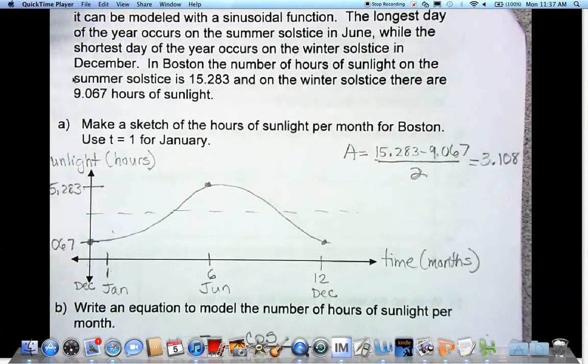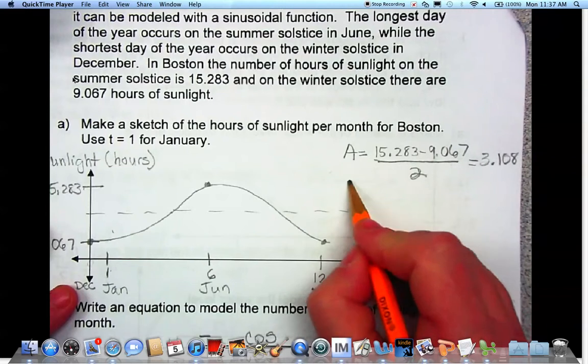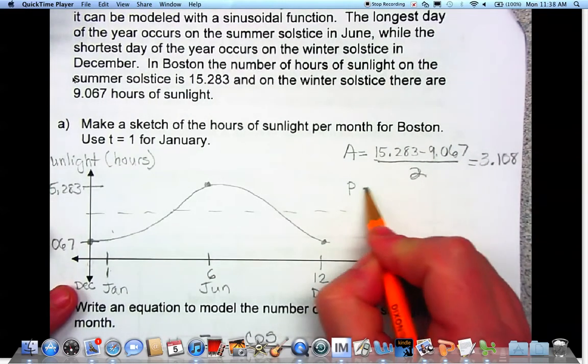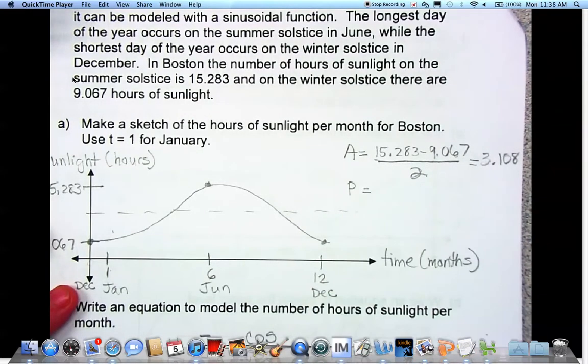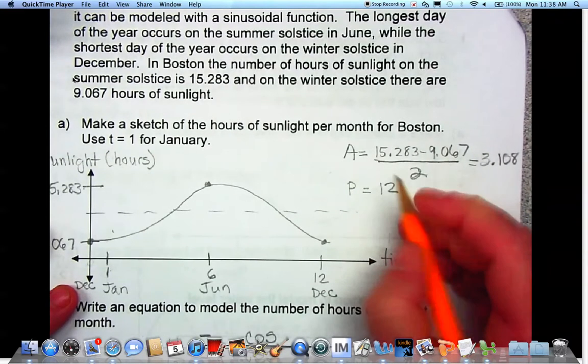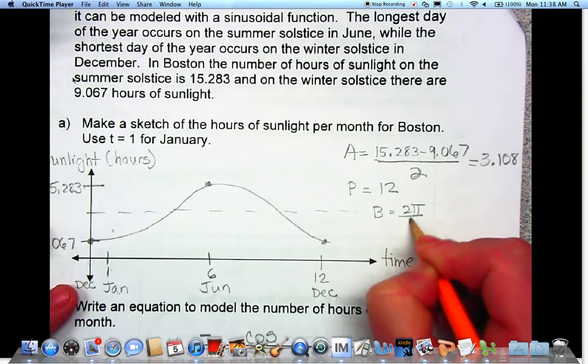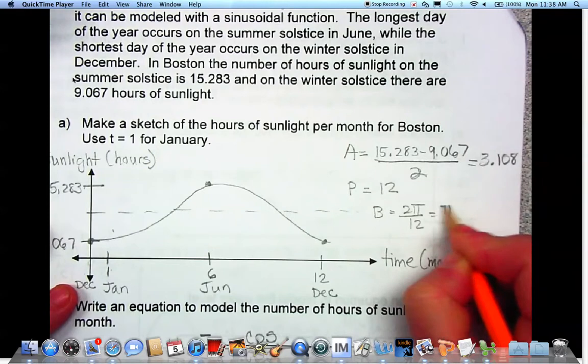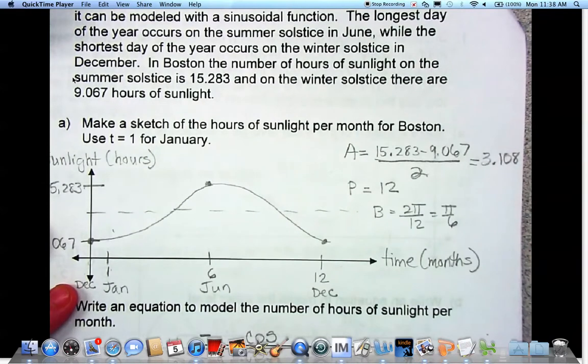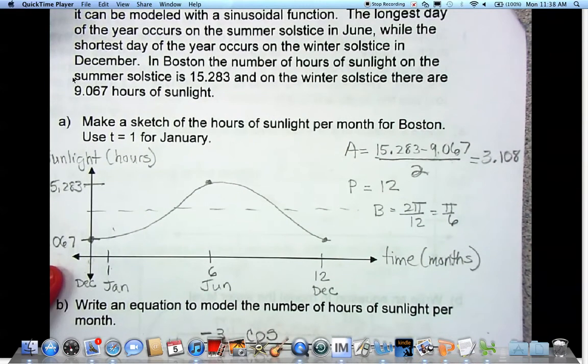What's the period? It's 12 months. So the B is 2 pi over 12, which is pi over 6. Okay, so we have negative 3.108 cosine of pi over 6.